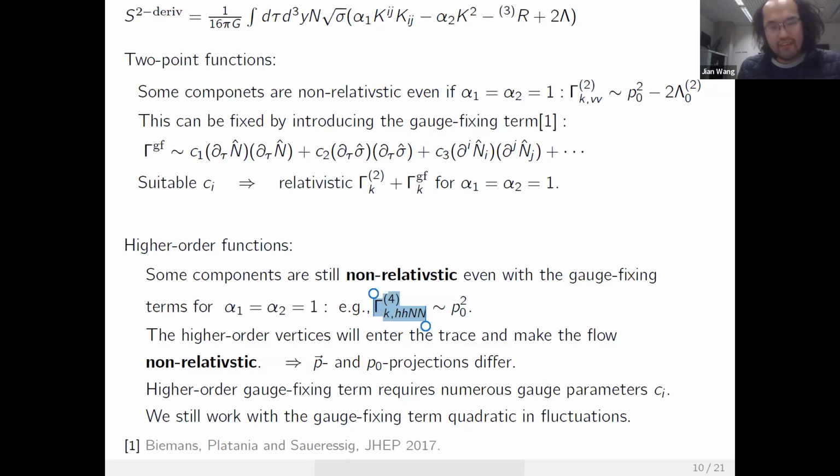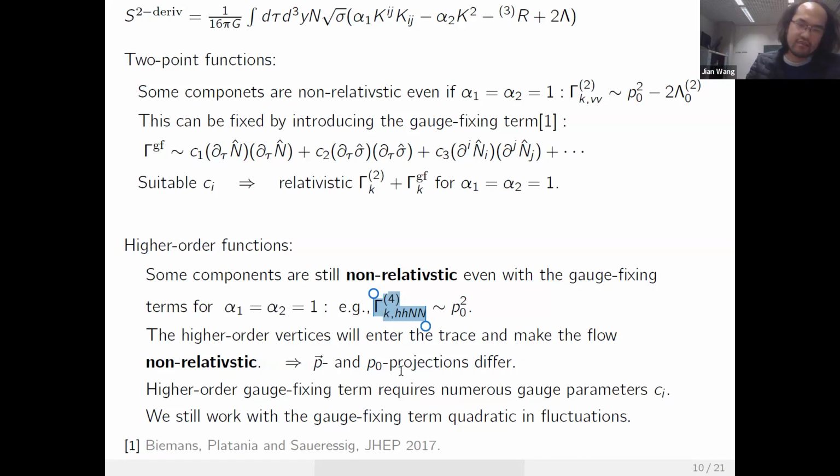So if we are still working with this gauge fixing method, then these higher order vertices will enter the right hand side of the Wetterich equation, and then they will also enter the flows of the couplings. Since this part is non-relativistic, the resulting RG flows may also be non-relativistic. That means the projection onto p vector and the projection onto p0 could lead to different results.